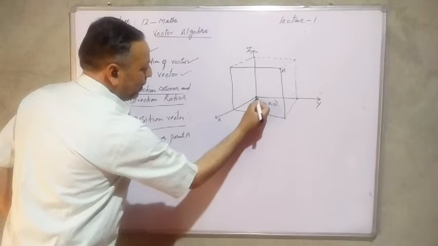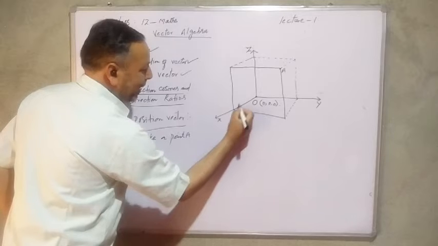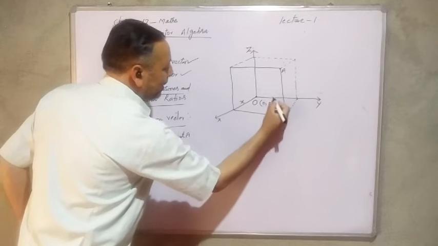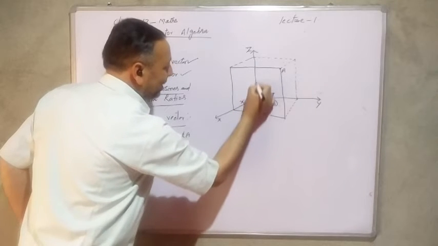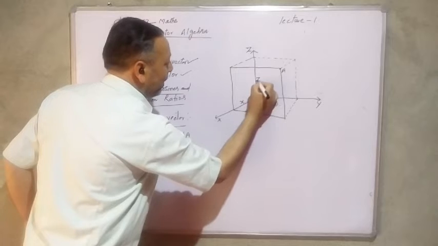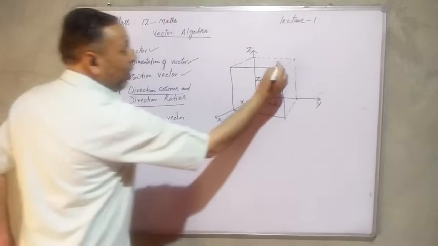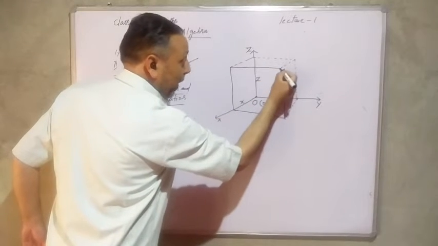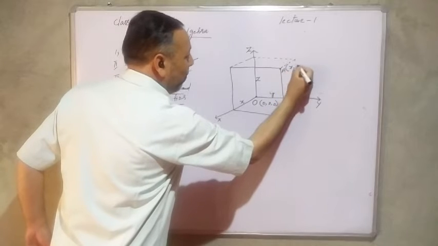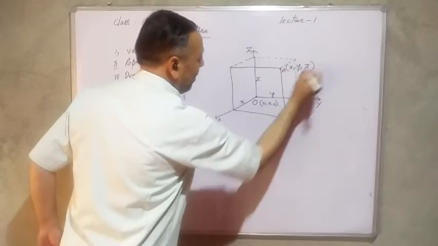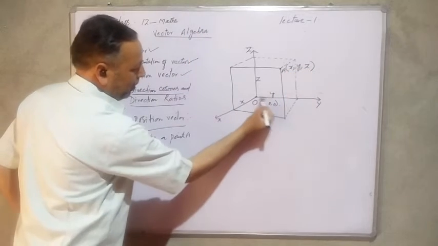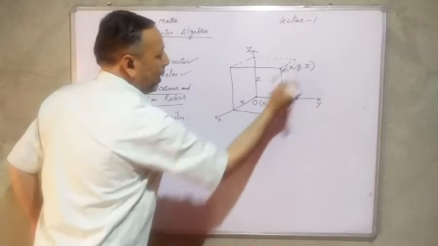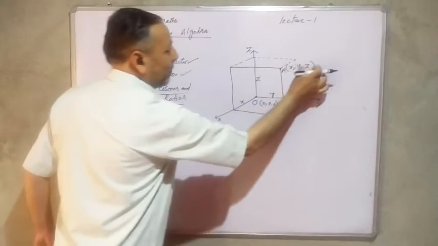Let this distance from the origin on the x-axis be x. Let this distance be y, and let this distance on the z-axis be z. Then the coordinates of A are x, y and z. This distance be x, this be y and this be z. Then the coordinates of A are x, y and z.